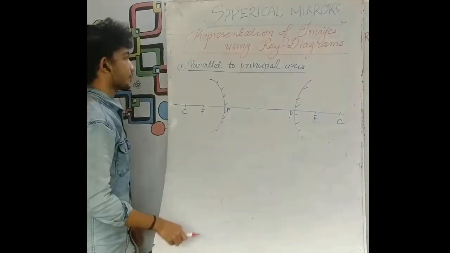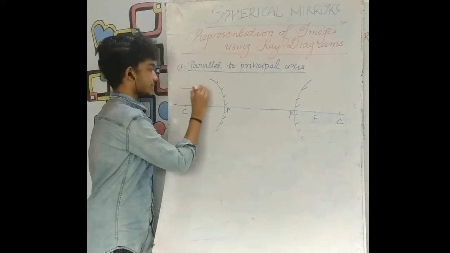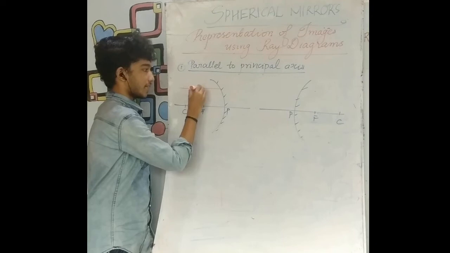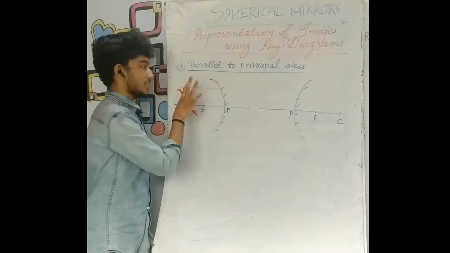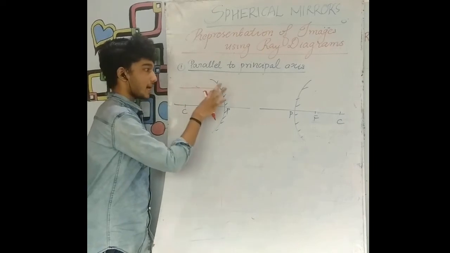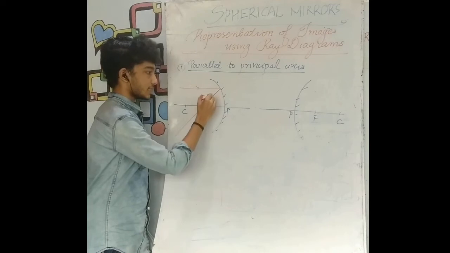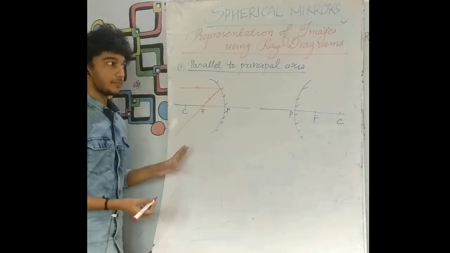A ray is incident on the concave mirror parallel to the principal axis. The rule is that after reflection, this ray passes through the focus of the concave mirror. It passes through the focus after reflection. This is the general rule.